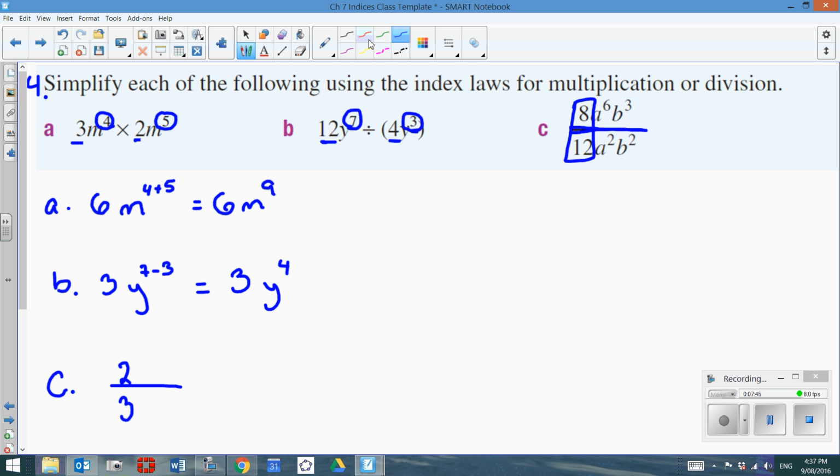So 8/12 reduces to 2/3. Then we have a to the 6th, so we'll use red for that. A to the 6th divided by a to the 2nd. Since I'm dividing bases with indices, I'm going to subtract my indices. So 6 minus 2 is 4. So I'll end up with a to the 4th. Let me make that a little bit shorter.